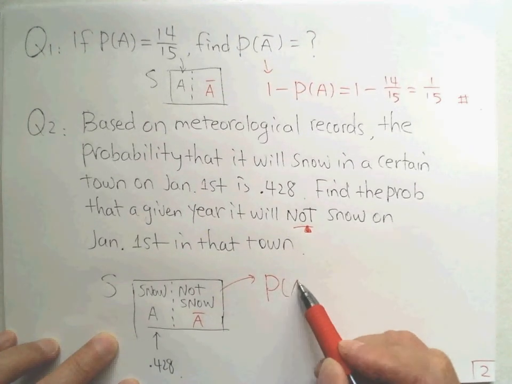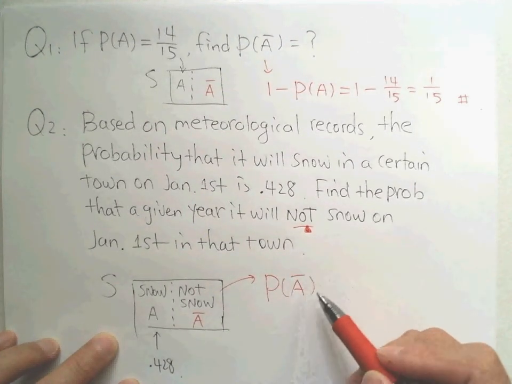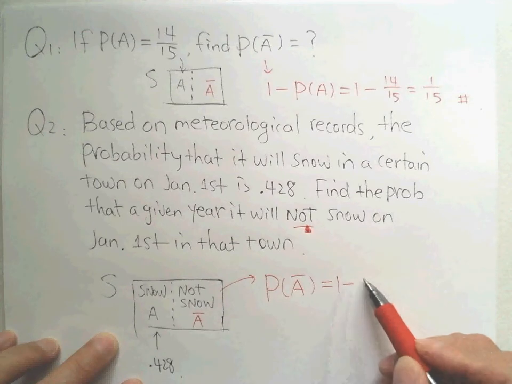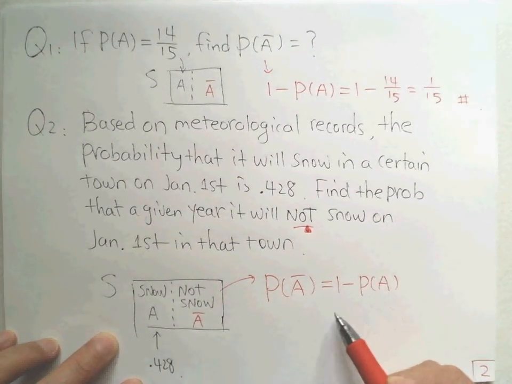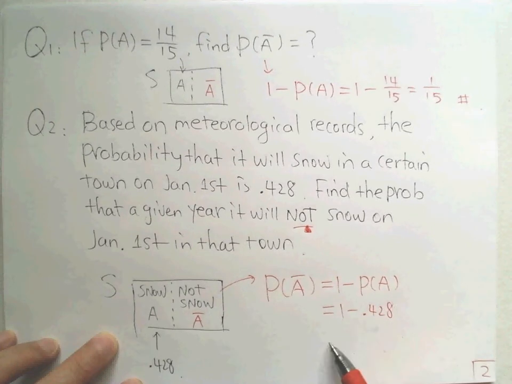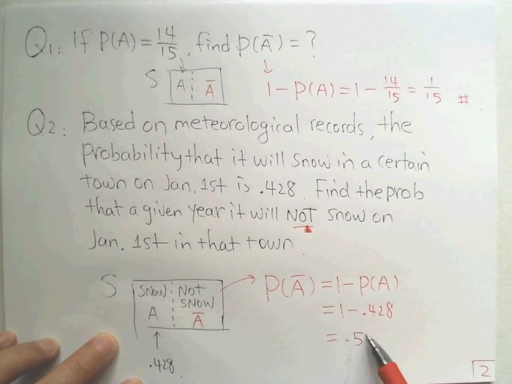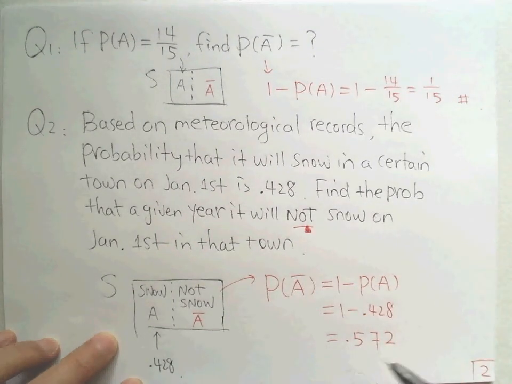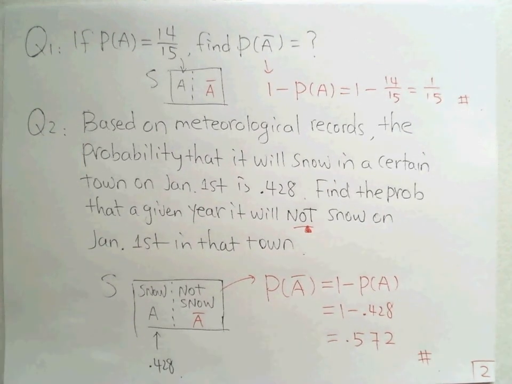Now the probability of A bar is 1 minus the probability of A. Do the calculation: 1 minus 0.428 is 0.572, around 57%. That's the chance to not snow. Added together is 100%. That's all. Thank you.